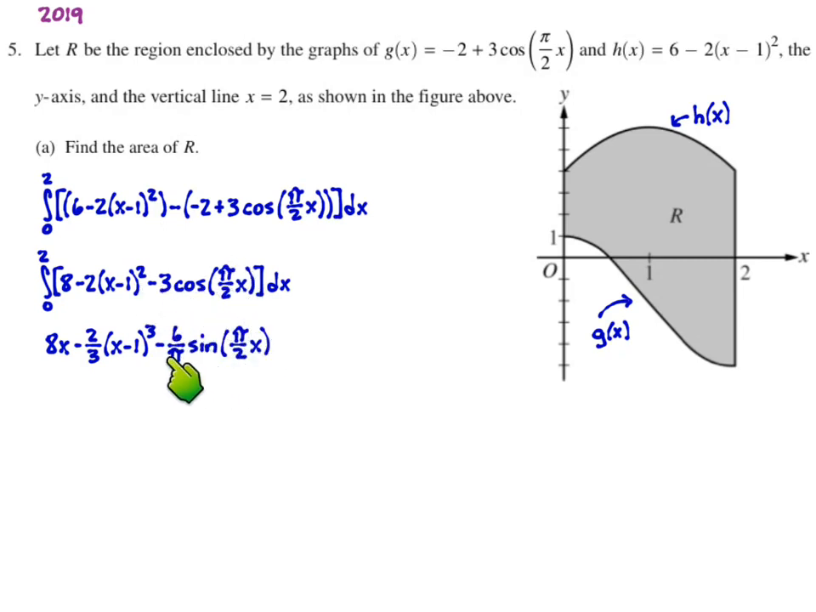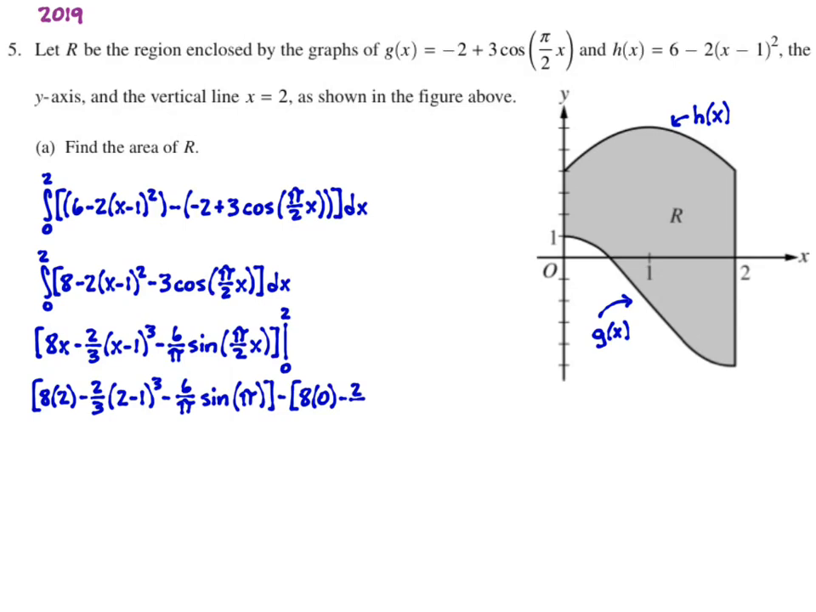Again, take the derivative to make sure it makes sense. The derivative of sine of pi over 2 x is cosine of pi over 2 x, and then times pi over 2. So when I multiply 6 over pi times pi over 2, I end up with the 3, and the negative is still out there. So then we're going to evaluate that from 0 to 2, which means we're going to plug in 2 for x, and we're going to plug in 0 for x, and then subtract.